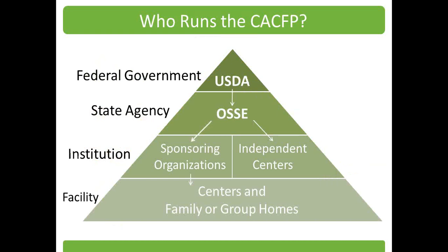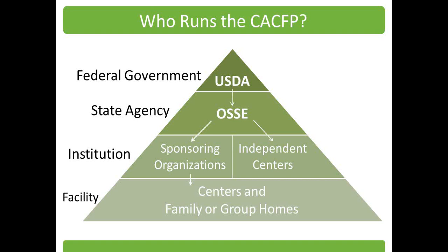The CACFP is a federal program. At the federal or national level, the CACFP is administered by the U.S. Department of Agriculture, or USDA. Each state then designates an agency to work with the USDA to administer the CACFP within the state. In the District of Columbia, the designated state agency is the Office of the State Superintendent of Education, which you probably know as OSSE. As the state agency, OSSE oversees participating institutions.